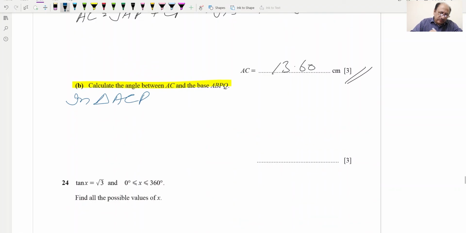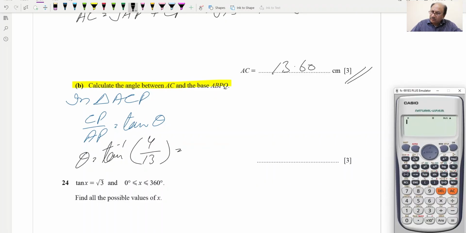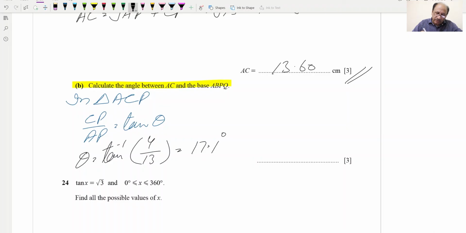So we can take CP over AP, which is equal to tan theta, and we can write theta will be equal to tan inverse of CP, which is 4, over AP, which is 13. We can find this with shift tan. Your calculator should be in degree mode. This will be equal to 17.1 degrees. 17 degrees you can give as the answer, or up to 3 significant figures.